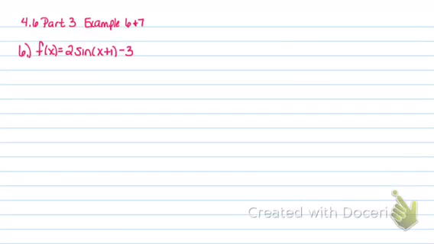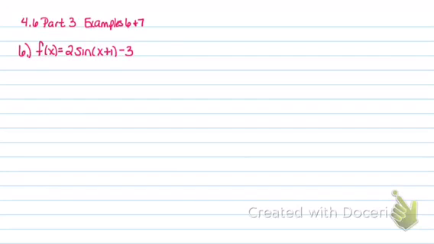4.6 Part 3, Examples 6 and 7. Alright, so it tells us to find the inverse and the domain of the inverse of f of x equals 2 sine of (x + 1) minus 3, where negative 1 minus pi over 2 is less than or equal to x, less than or equal to negative 1 plus pi over 2.